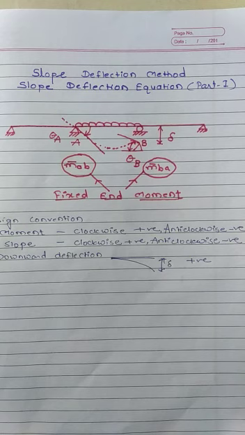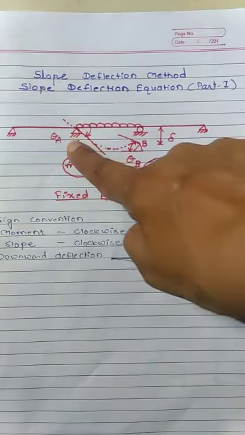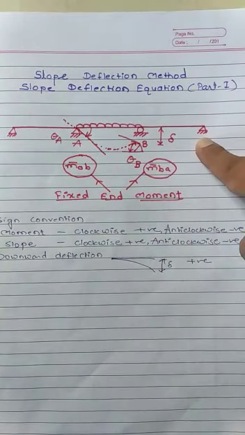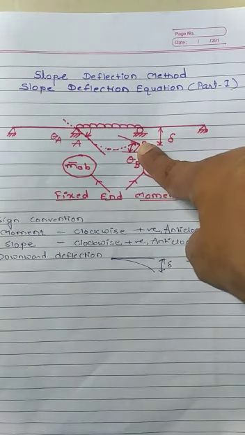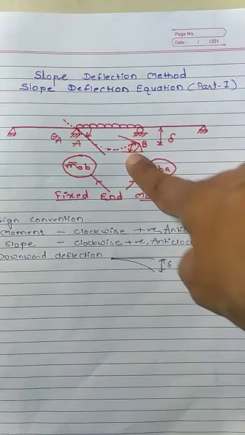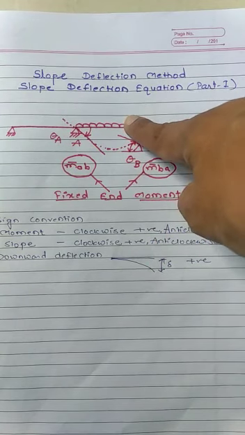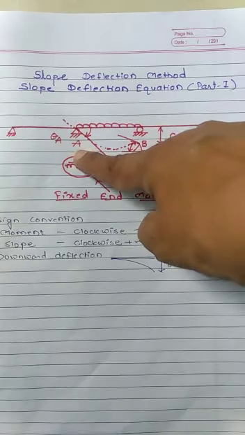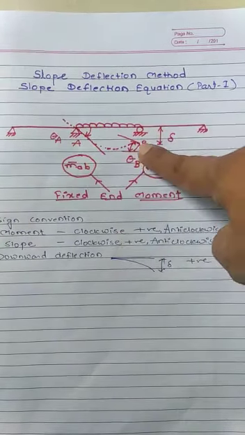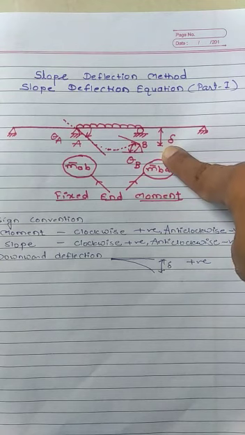Now let us start with the derivation. Assume a continuous beam as shown in the diagram and consider a middle portion of it. Let us consider A and B as simply supported, forming a part of a continuous beam. It is loaded with some external load, that is a UDL. Due to the UDL it will deflect in a downward direction in this shape. At point A we will have slope theta A, at point B we will have slope theta B, and it may have a deflection delta in the downward direction.